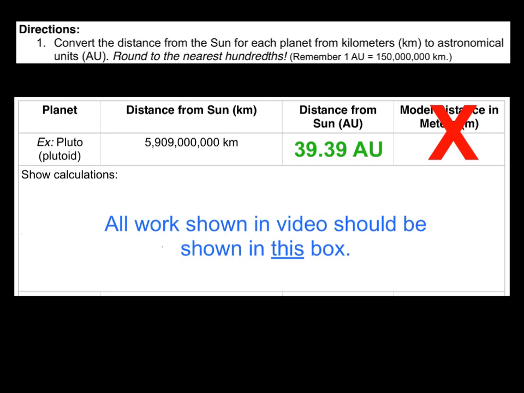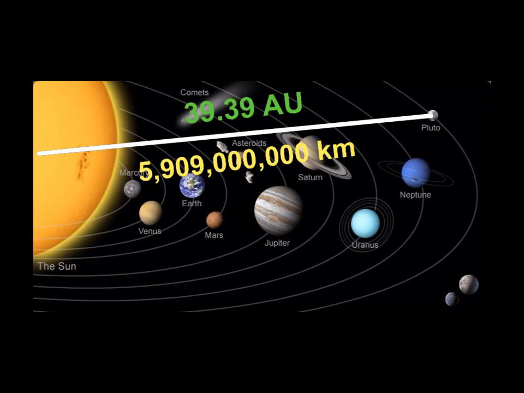You cannot write big. So what you learned is that from the center of the sun to the center of Pluto is 39 and 39/100 astronomical units. So that distance from the sun to Earth is 1 astronomical unit. So we need 39 and 39/100 of those to get to Pluto.